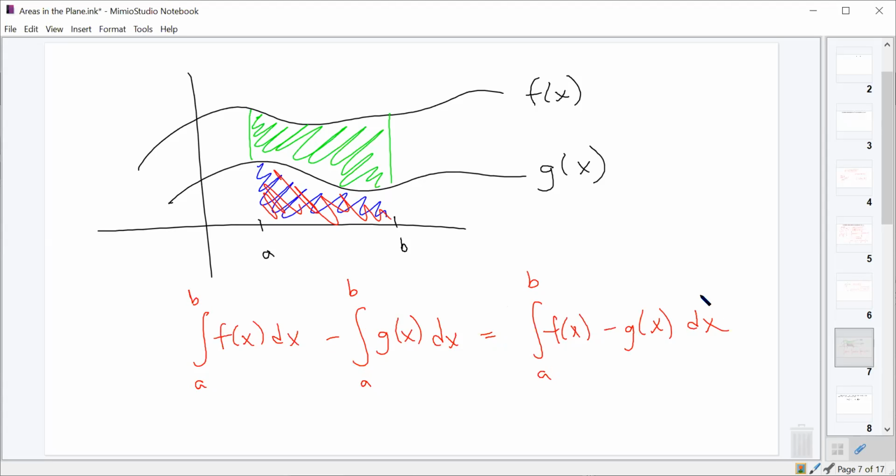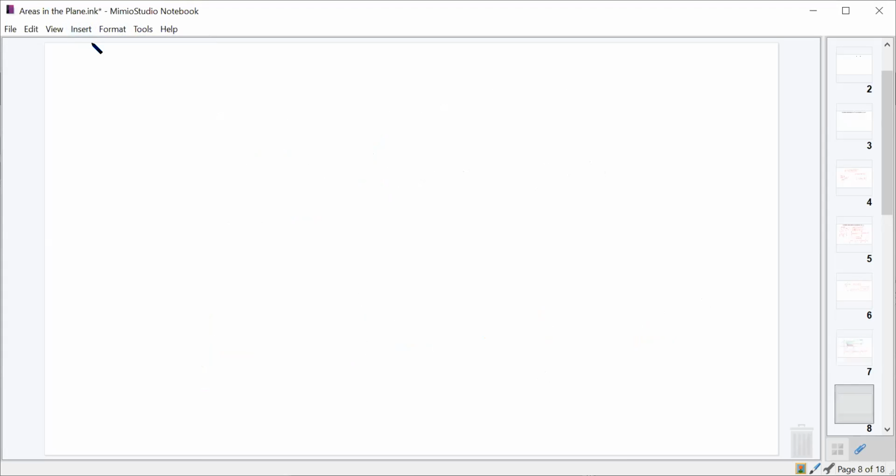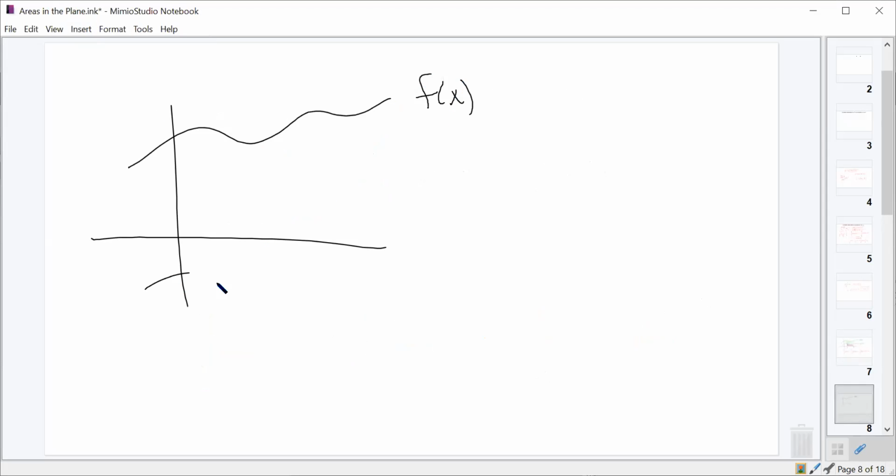Yeah. All right. Now, this is all good and fine if both of my functions are above the x-axis, which they are. True? What if they're not? Let's suppose that f of x is above the x-axis and g of x is below the x-axis. And I want the area between them from A to B. Is that same formula going to work, or do I need to adjust it because something's below the x-axis?